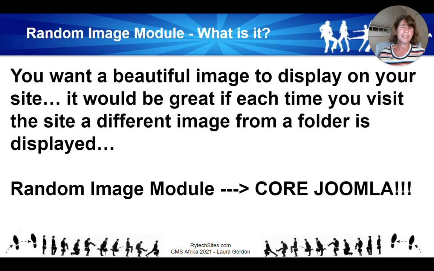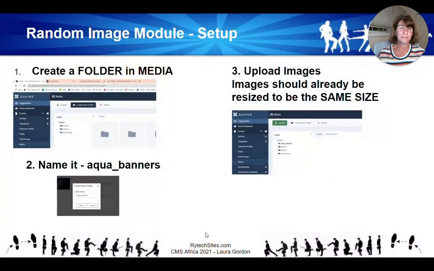Random image module. This has been around since Joomla 1, but a lot of us haven't even seen it because we look for fancy slideshows and all of that. You want a beautiful image to display on your site. It would be great if each time you visited the page, a different image from a folder is displayed. That's your random image module. And again, it's core Joomla.